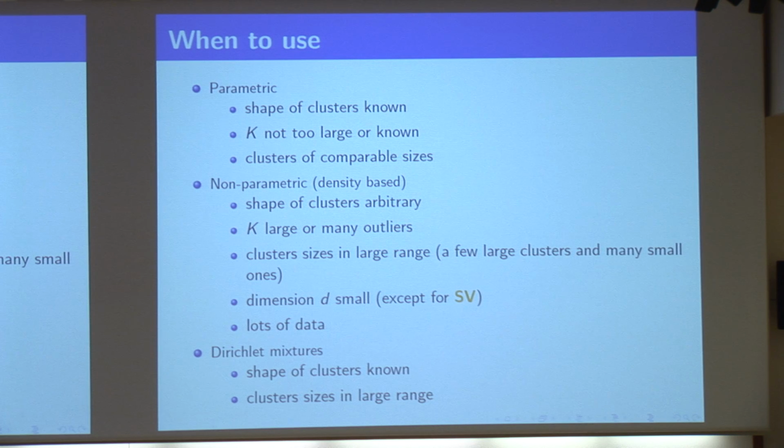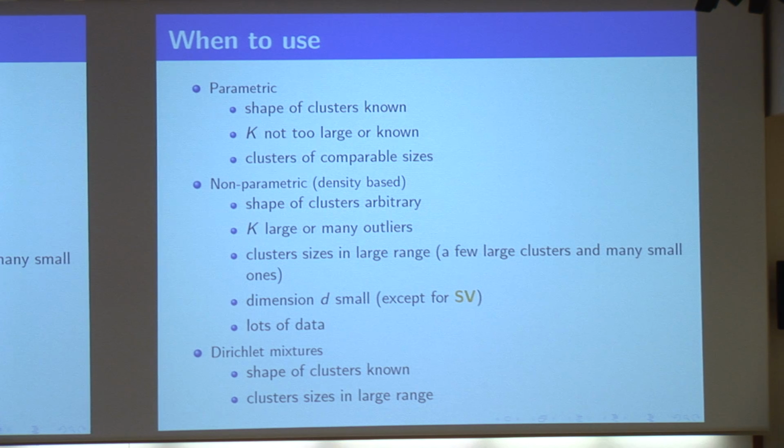So pretty obviously from what I've said so far, parametric clustering is actually more efficient numerically, but it is restricted in some way to the situation when we know the shape of the cluster, so we know what kind of parametric model to use. We know that the number of clusters is not too large, which means not too many small clusters, and not too many outliers, or hardly any, preferably.